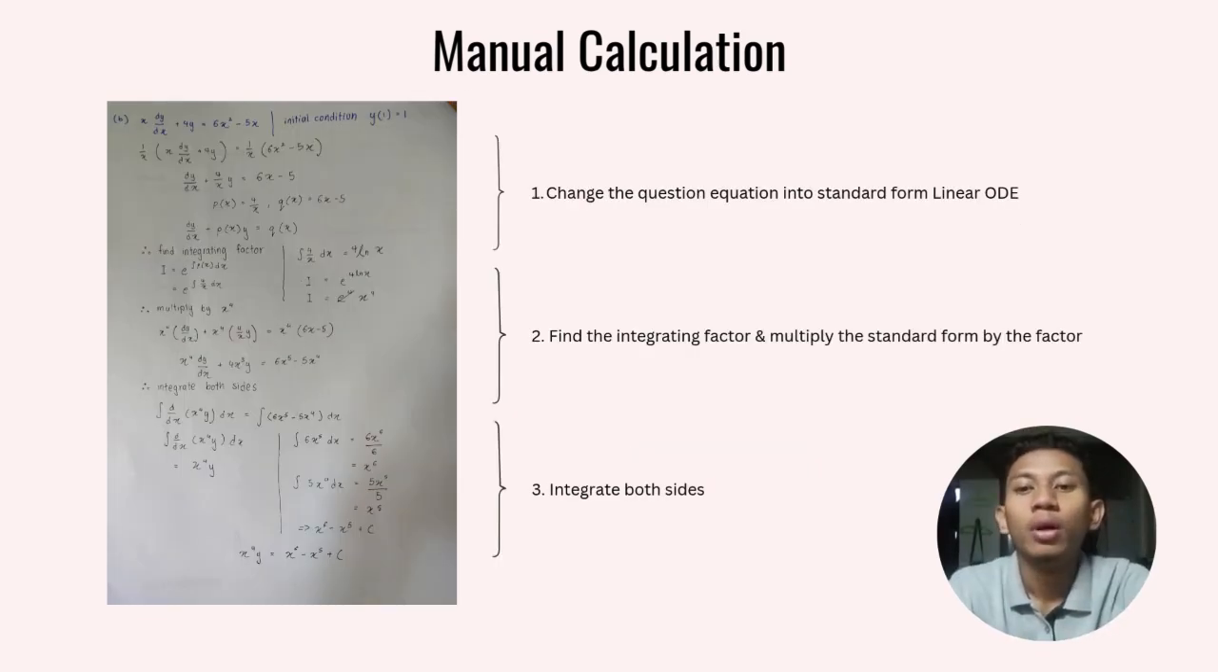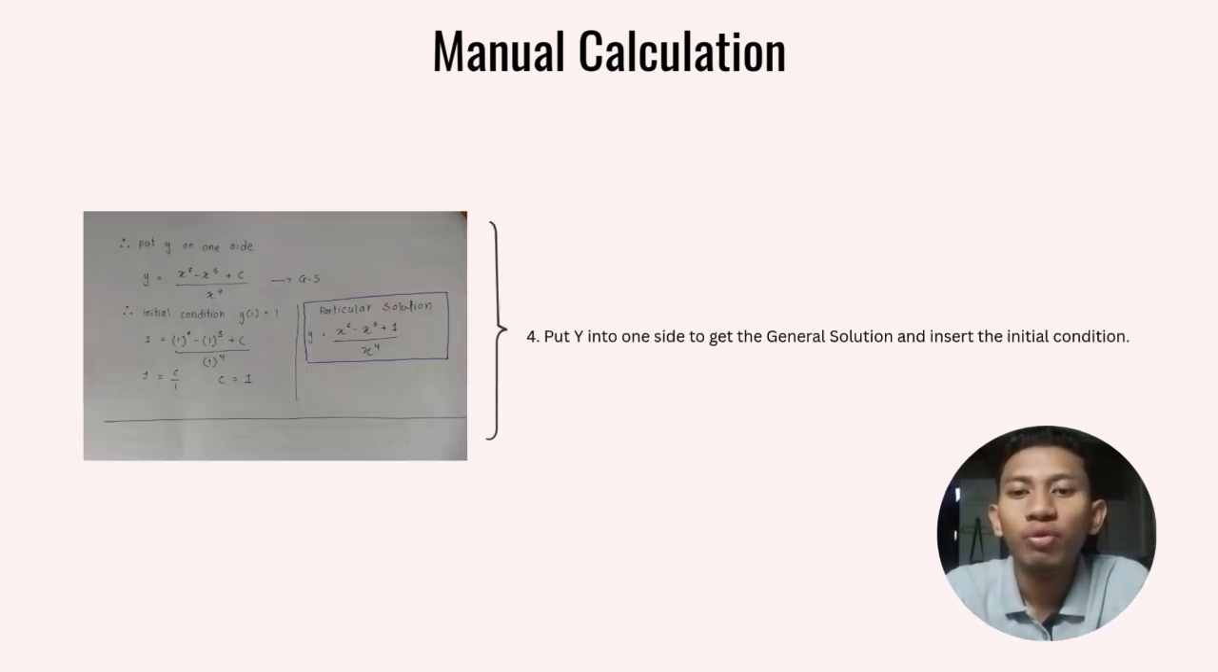And lastly, our particular solution will be y equals 2 times square root of sin 2x. For question 1b, we are tasked to do the same thing as in question 1a, except this time we are using the linear ODE method. First, change the equation in the question into standard form linear ODE. Then find the integrating factor, which is x to the power of 4, and multiply it into the linear ODE. Now integrate both sides. Next step, move y to one side to form the general solution. Insert the initial condition where y is equal to 1 and x is equal to 1 into the general solution to get the particular solution.